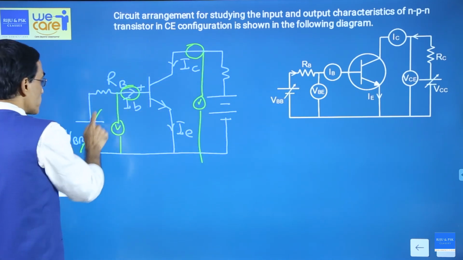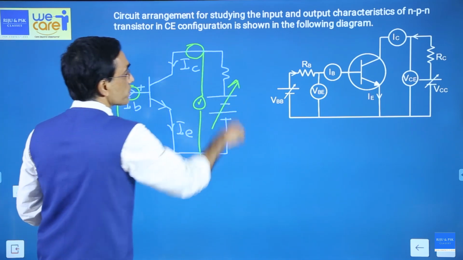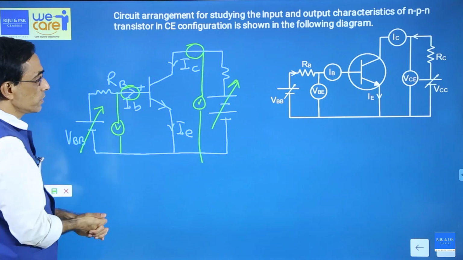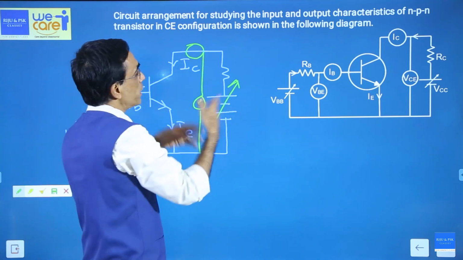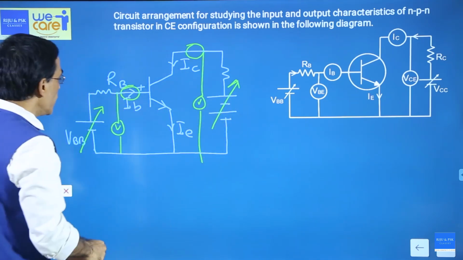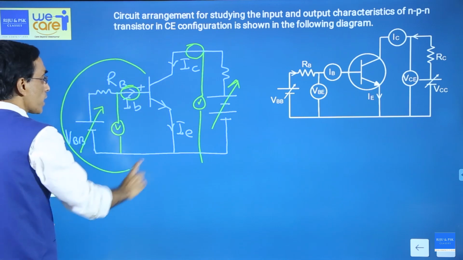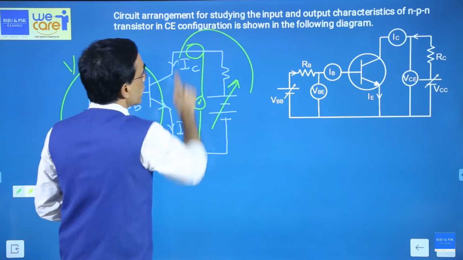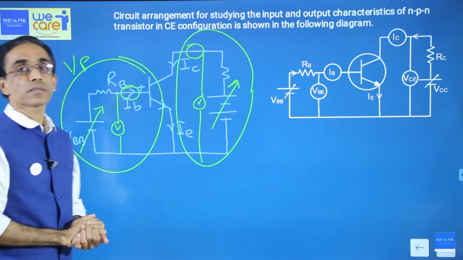Now you can vary this, that's it. This can also be varied. Because by varying the voltage, the current will vary, you can plot a graph. By varying this voltage, this current will vary, you can plot a graph. If you vary voltage and current on this input side, this is called input characteristics, and if you do that here, it's called output characteristics. Simple.